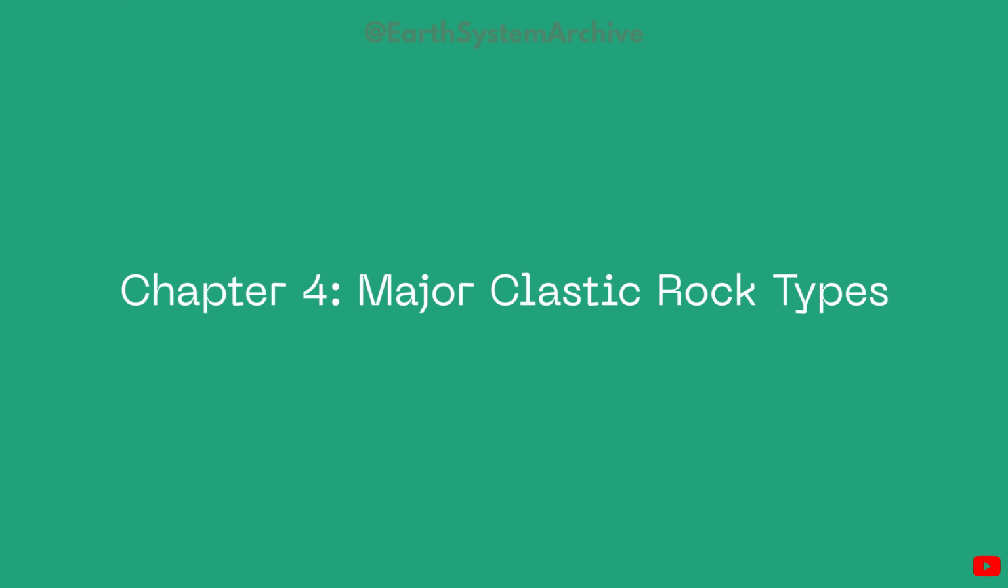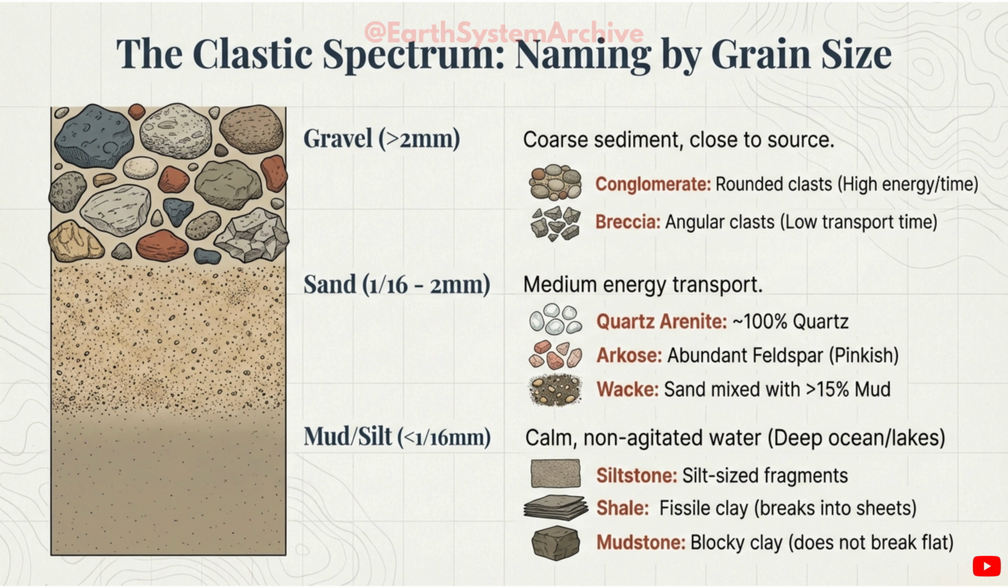Chapter 4. Major clastic rock types. Clastic rocks are classified largely by grain size, from boulders down to clay. In general, coarse sediment is often found closer to its source. Finer sediment tends to travel farther. 4.1. Conglomerate versus breccia. Both are coarse-grained rocks rich in pebbles, cobbles, or boulders. Conglomerate clasts are well-rounded, meaning longer transport, high-energy environment capable of moving large clasts. Breccia clasts are angular, meaning little transport, often near source or chaotic deposition.